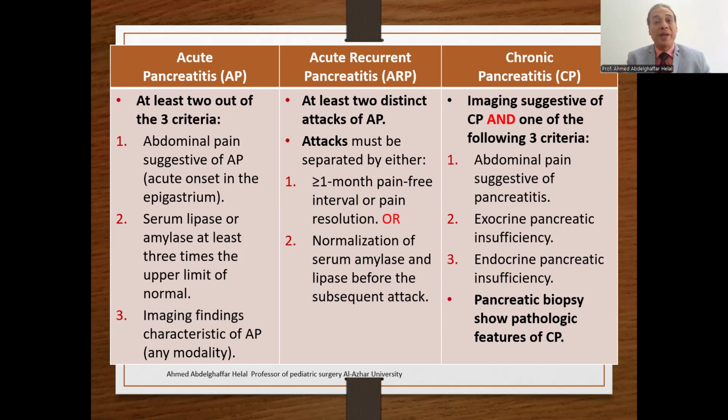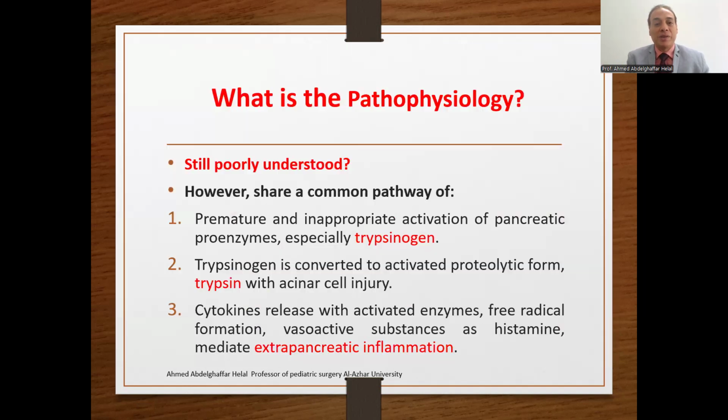To diagnose chronic pancreatitis, you should have imaging suggestive of chronic pancreatitis and abdominal pain suggestive of chronic pancreatitis, exocrine pancreatic insufficiency or endocrine pancreatic insufficiency, or you find a pancreatic biopsy showing the pathological features of chronic pancreatitis. What's the pathophysiology?